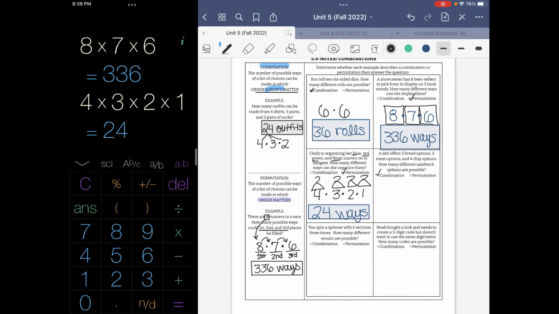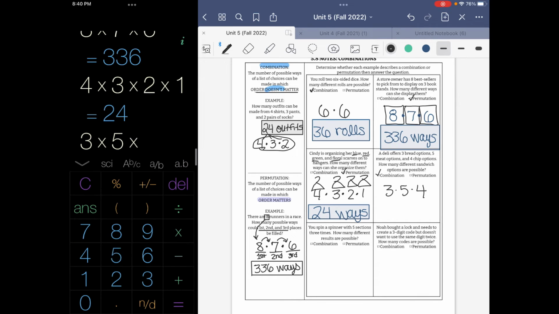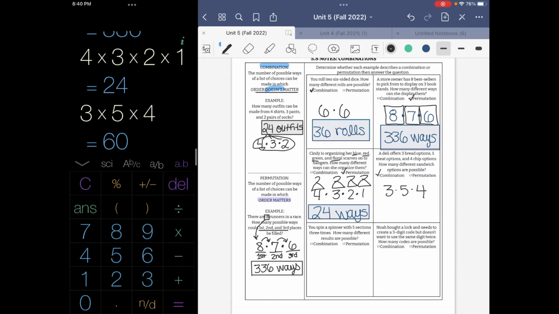So a combination is where you just multiply the number of options for each one together. So 3 bread options times 5 meat options times 4 chip options. 3 times 5 times 4 is 60. So there are 60 different sandwiches.